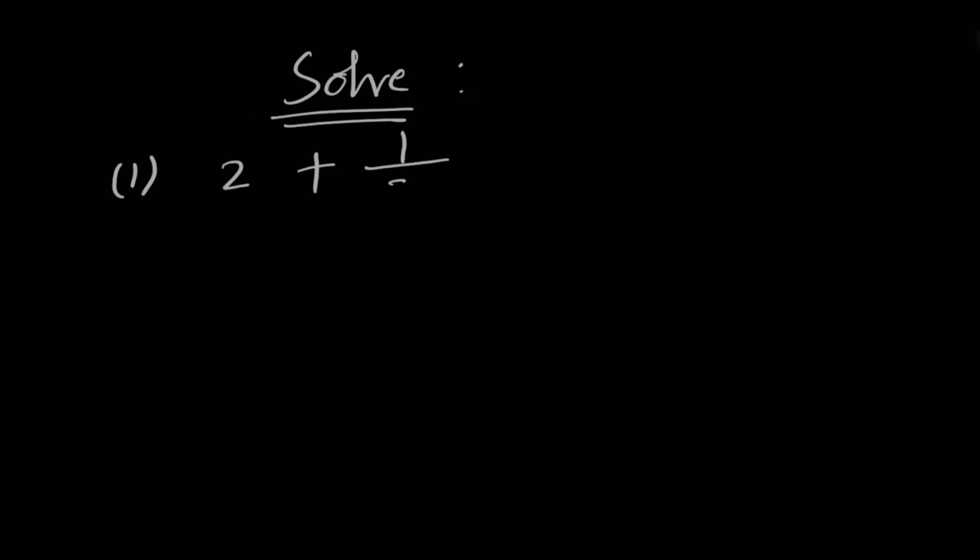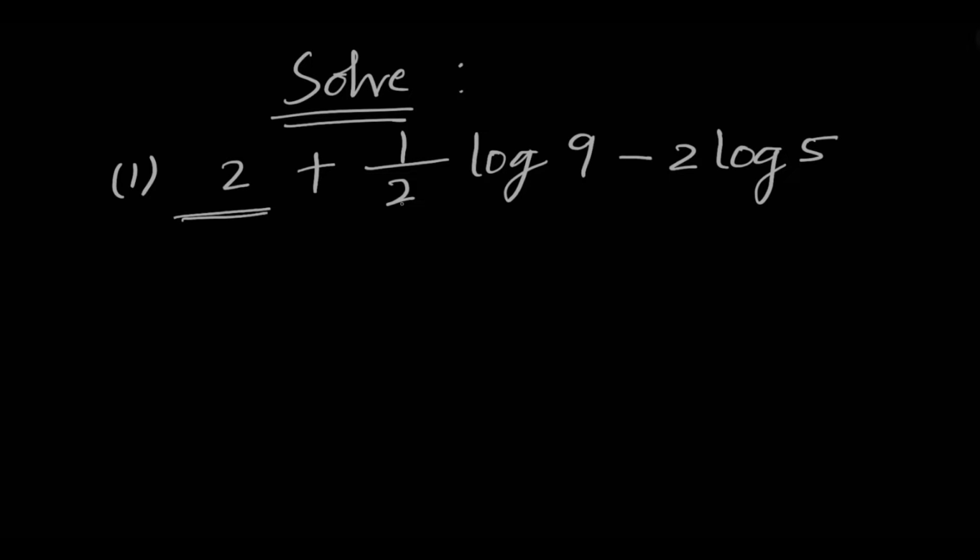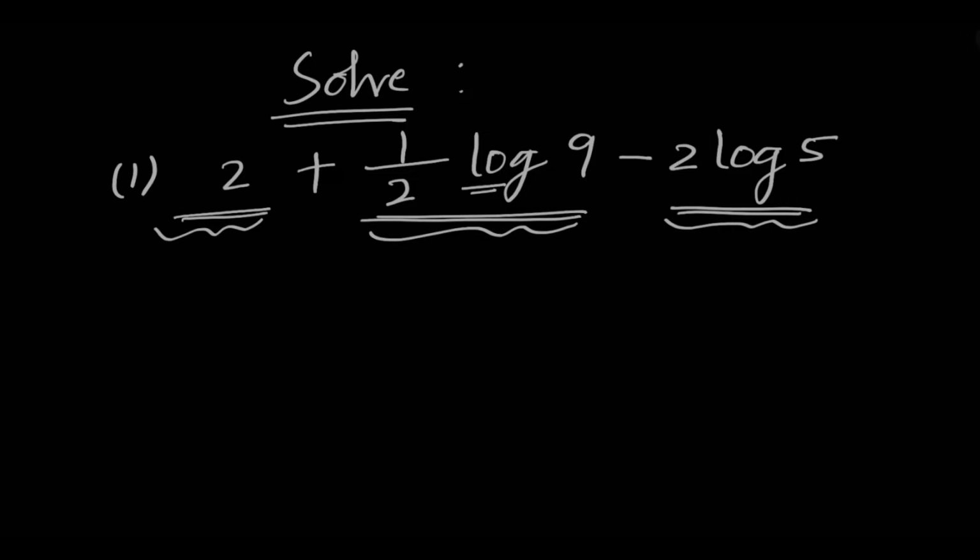Now let us solve some problems which involve applying the basic laws of logarithms. Okay, first one: 2 plus 1 by 2 log 9 minus 2 log 5. Now first of all, when we solve a problem, we should see that all the terms in the problem are in the logarithmic form. See, these two terms are in the logarithmic form, but this is not.